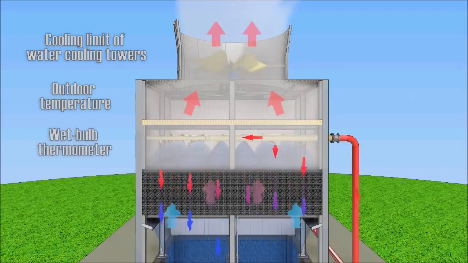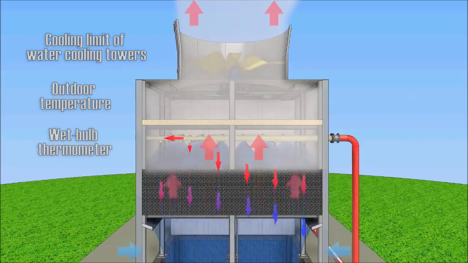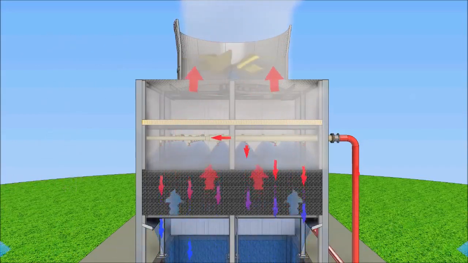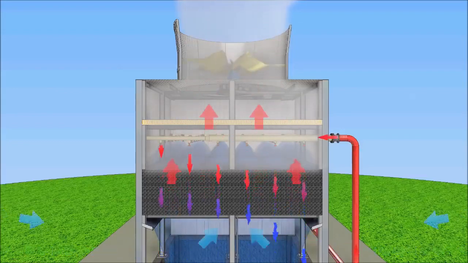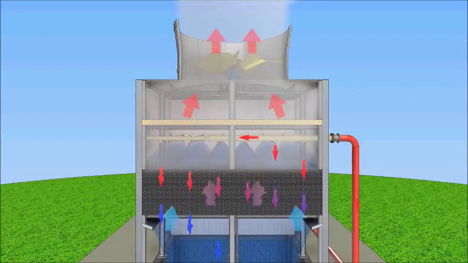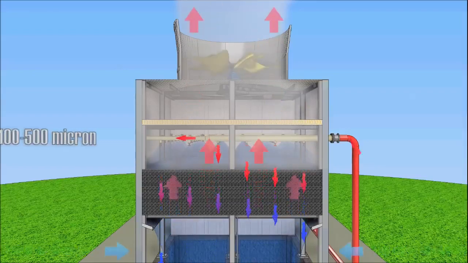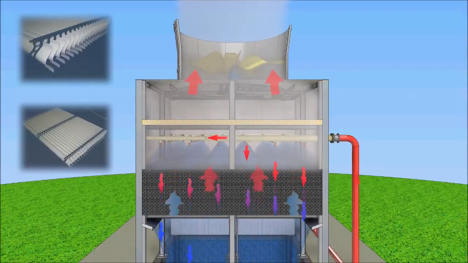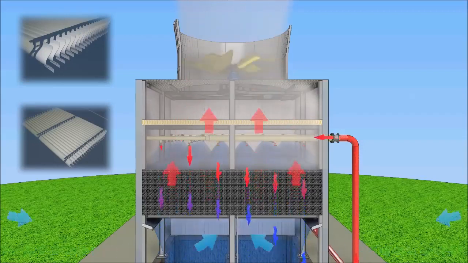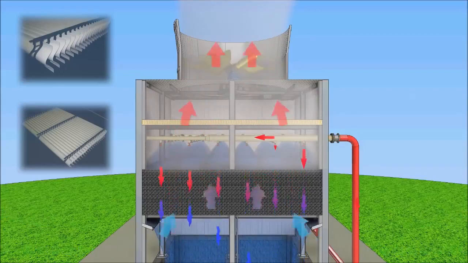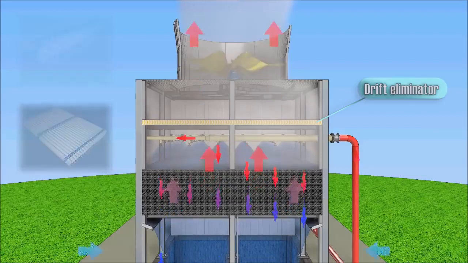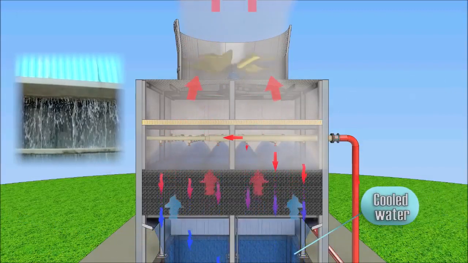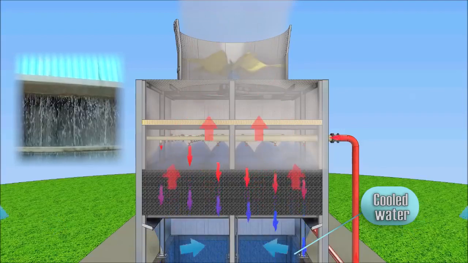In practice, the limit of cooling is the wet bulb temperature plus 3 degrees Celsius. An operating cooling tower emits air saturated with water vapor and containing water droplets with a size of 100-500 microns. To prevent entrainment of water droplets, a drift eliminator is installed above the water distribution system. Cooling water moves down and flows into a catchment tank, and then the pump supplies it to the technology.